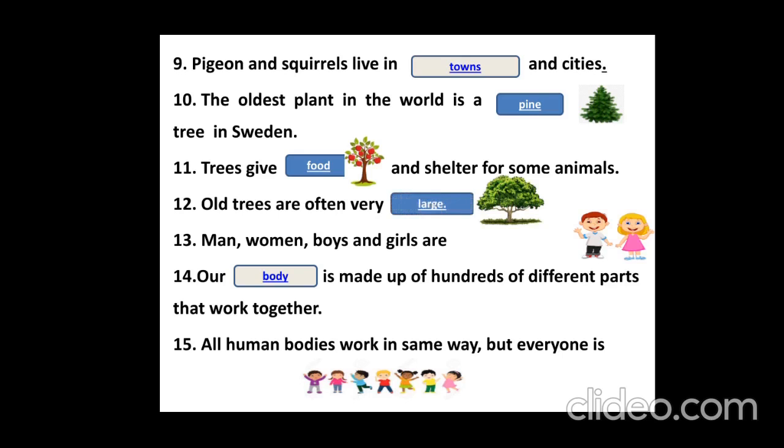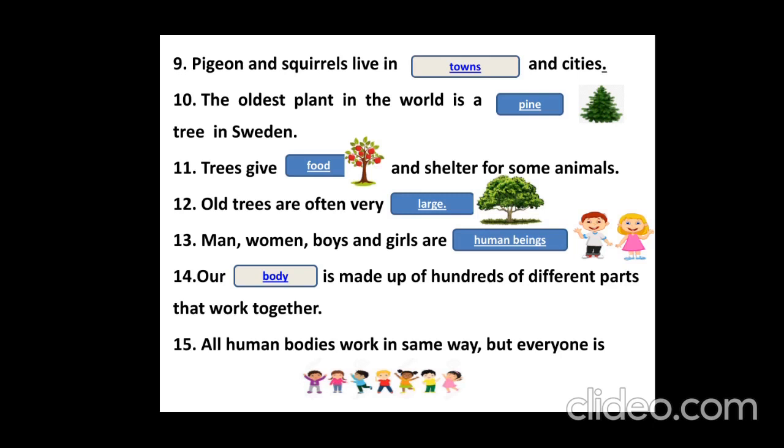Question number 13. Men, women, boys and girls are... You can see the boy and girl here, and babies, everybody. The men, women, boys, girls, babies. What are we? We are human beings. We belong to the human beings group. Question number 14. Our dash is made up of hundreds of different parts that work together.